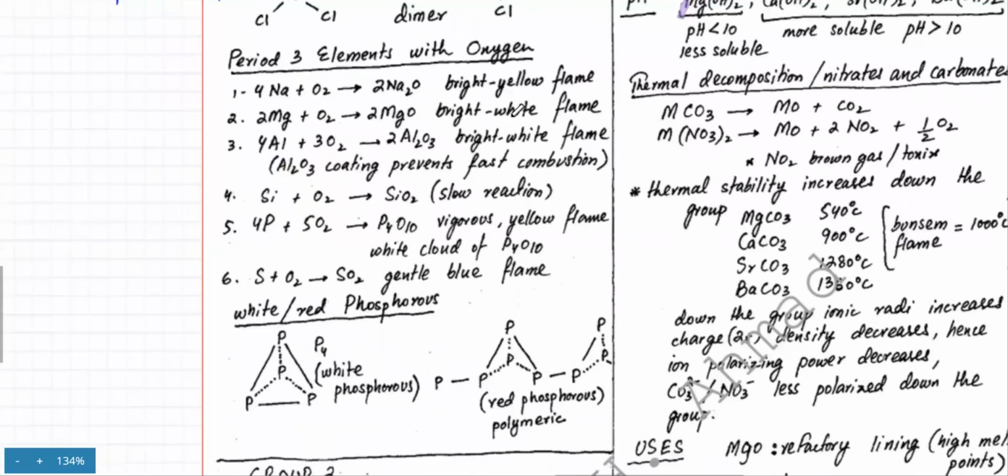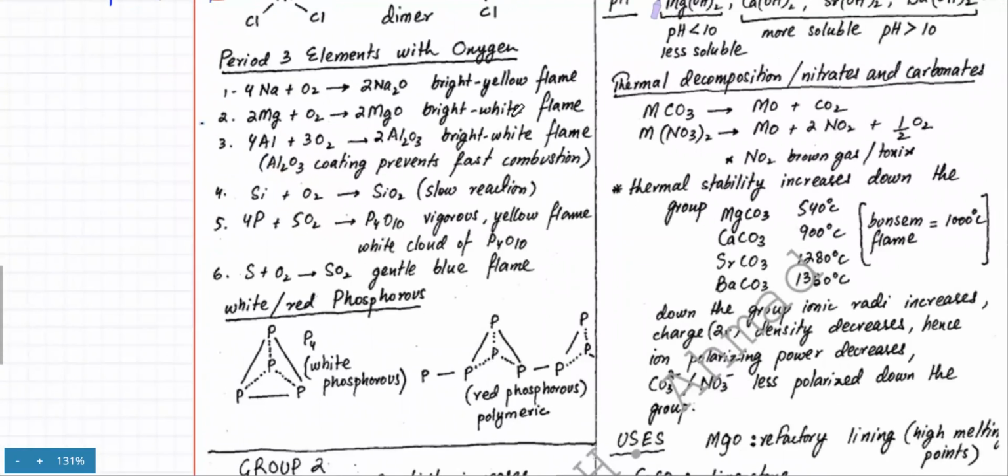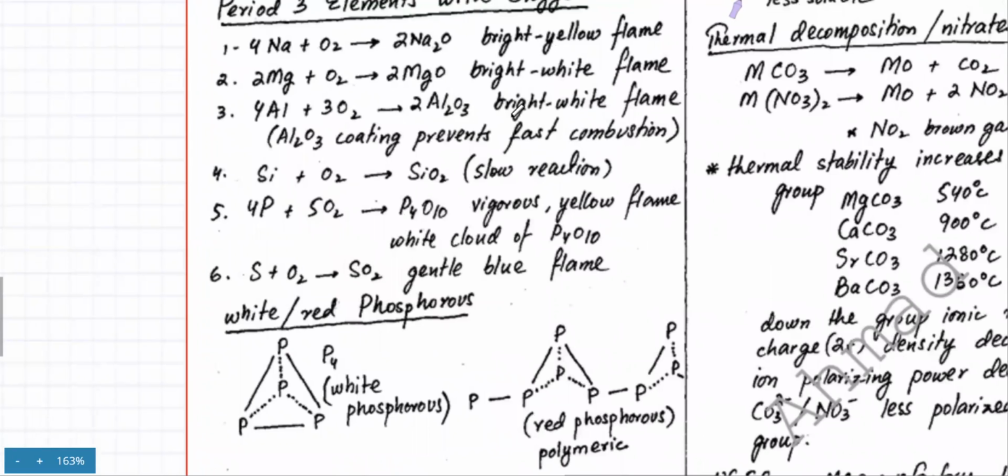And then you have to remember the flame colors. Na is bright yellow, Mg is bright white. Aluminium is also bright white, and silicon, on the other hand, has a slow reaction. Phosphorus has a yellow flame and a white cloud of P4O10. Sulfur has a blue flame. So remember all of this. So this is period three.